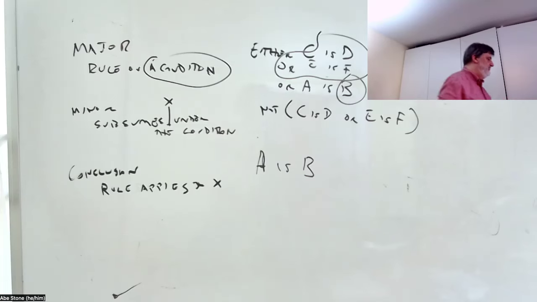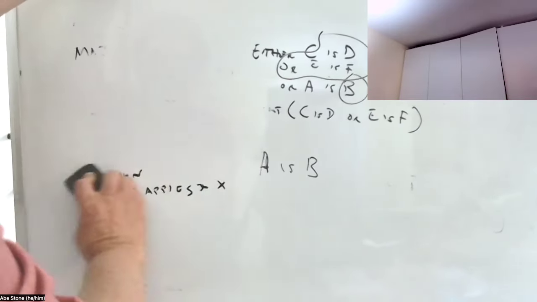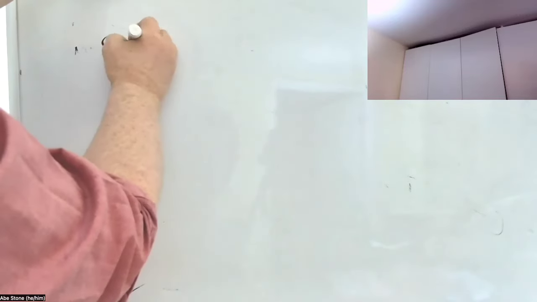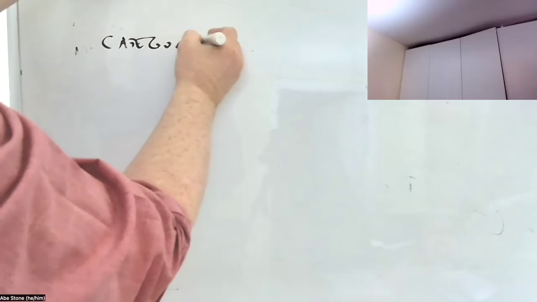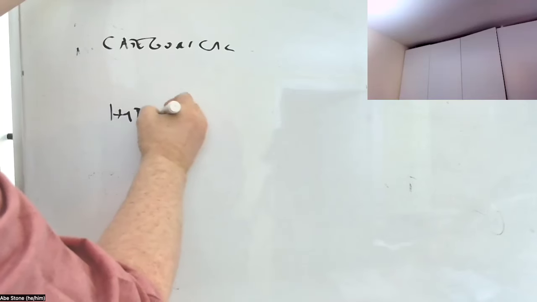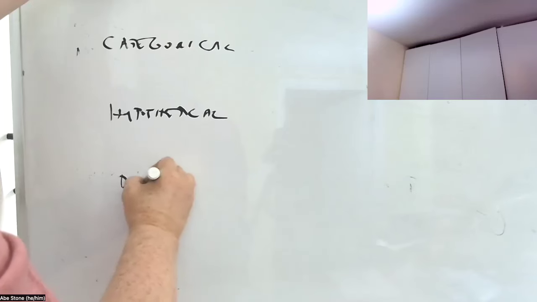So basically, these three different types of syllogisms. So let me just write the three different types of syllogisms again. Categorical, hypothetical, and disjunctive.